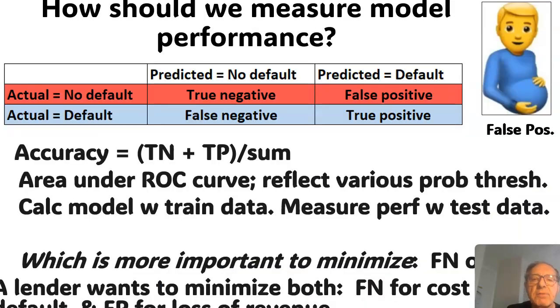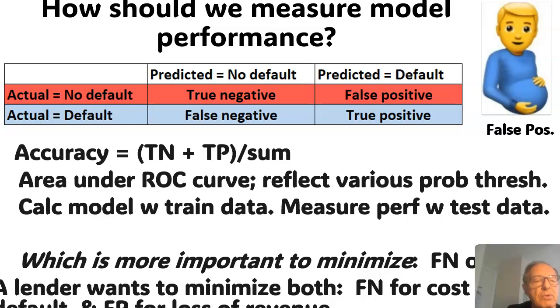How should we measure model performance? So every actual value is either 0 or 1, and every predicted value is 0 or 1. So therefore, every value falls in one of these four states: true negative, false positive, false negative, true positive. A humorous example of false positive is the male who's given a pregnancy test that comes out positive. That's a false positive.